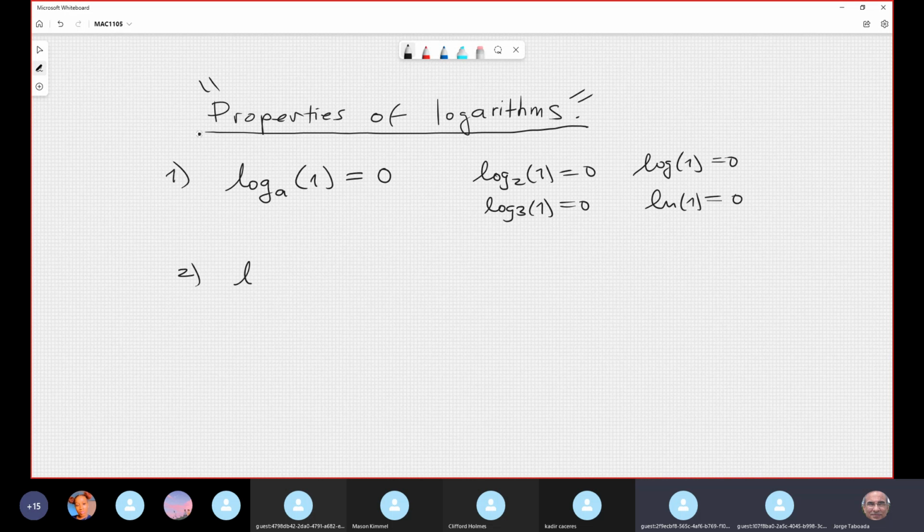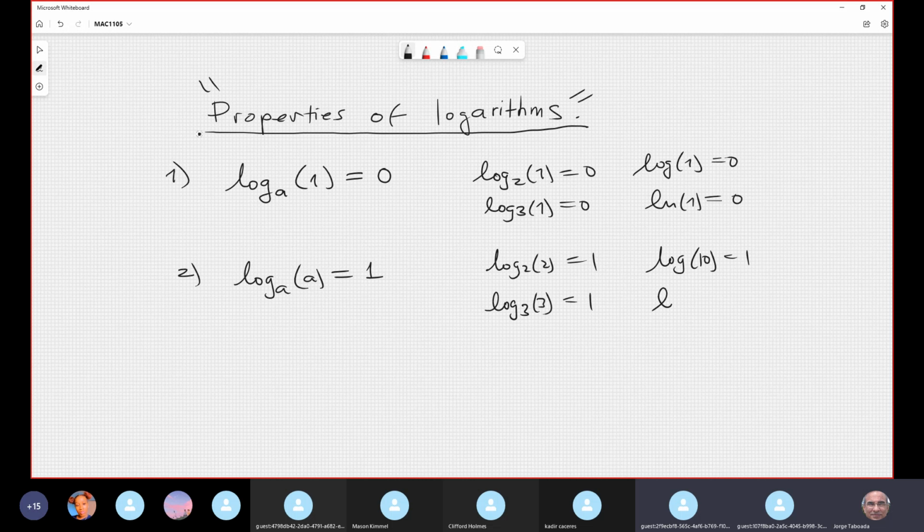Number 2: when the base is the same value as the argument, the answer is 1. Example, logarithm of base 2 of 2 is 1. Logarithm of base 3 of 3 is 1. Logarithm of 10 is 1. And ln of e is 1. Because they are a perfect coincidence between the number inside the argument and the base. Property number 2, don't forget.